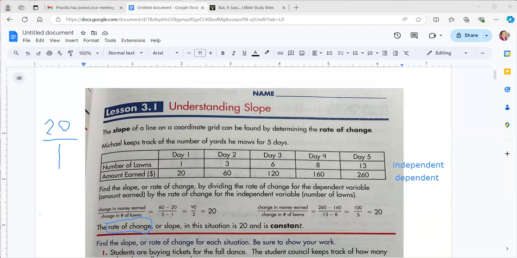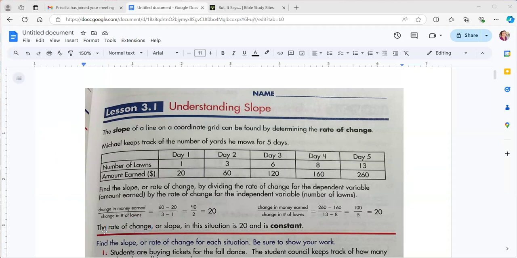And we're going to show how we can take this information and put it into a graph. And then a graph is the same information, but instead of being represented on a table, it's going to be represented visually on a graph where you can see a line sloping down or sloping up, right? The more lawns he mows, the more money he earns. So it's going to slope upward and upward. That's why it's called a slope, because it's this diagonal line on a graph.